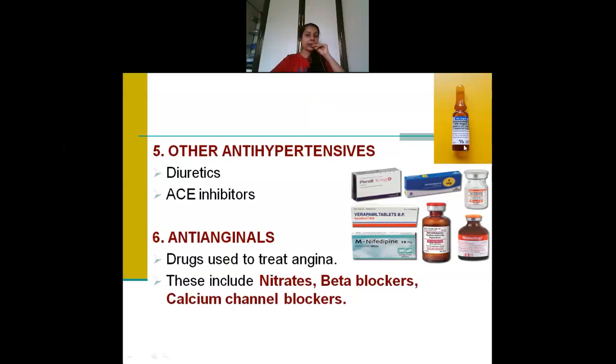Now commonly whenever there is angina, we prefer anti-anginals, I told. Anti-anginals are used to treat the angina, and there are some combination of drugs that come under anti-anginals. That is your nitrate, that is your nitroglycerin. Nitrate example is nitroglycerin. Beta blockers also are anti-anginals, and calcium channel blockers are also anti-anginals.